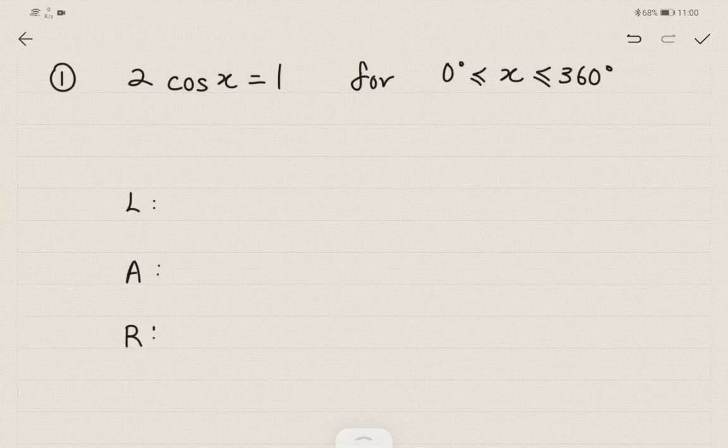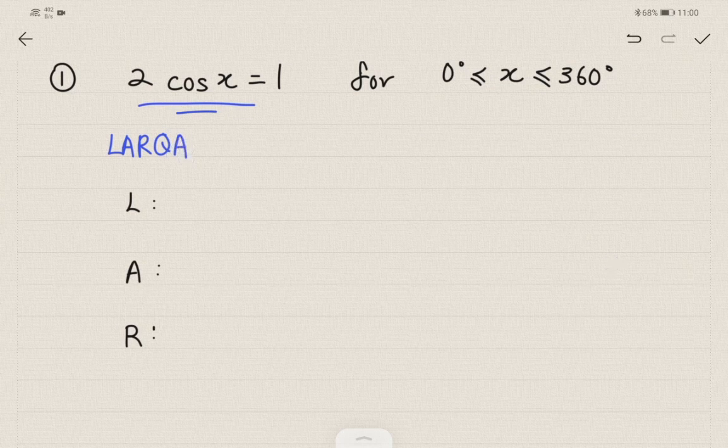So now let us look at the first question. Okay, we have here 2 cos x equals 1, and for the range, x is less than or equal to 360 degrees but more than or equal to 0 degrees. Note that this is not yet the linear form, as we need to use a method.